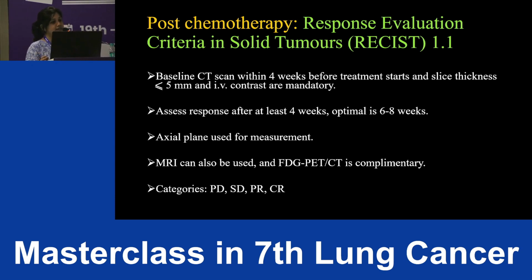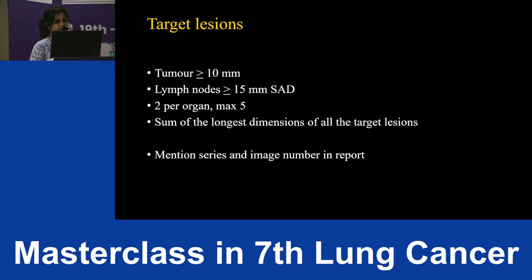The various categories you must be aware of are progressive disease, stable disease, partial response, and complete response. We have to define target lesions at the baseline itself. Any tumor more than 10 millimeters in size, or lymph nodes more than or equal to 15 millimeters in short axis dimension, can be selected, with a maximum of 2 per organ and a total of 5. We add the longest dimensions of all the target lesions for measuring. It is prudent to mention the series and image number in the report to facilitate comparison.